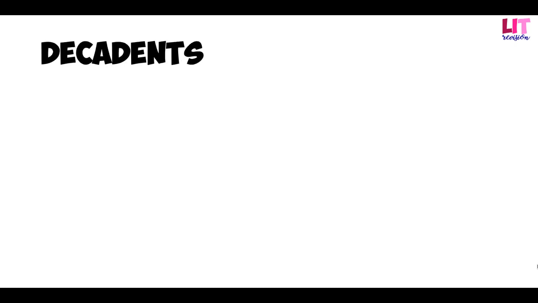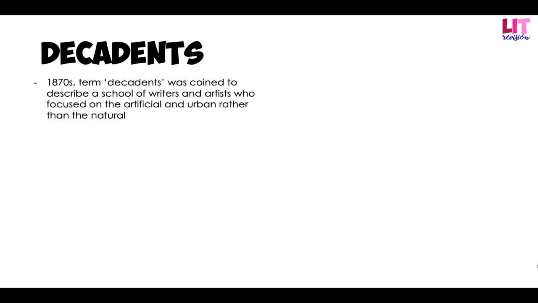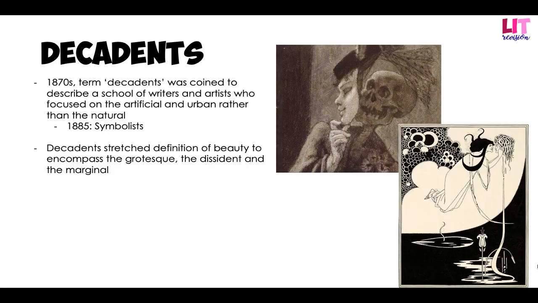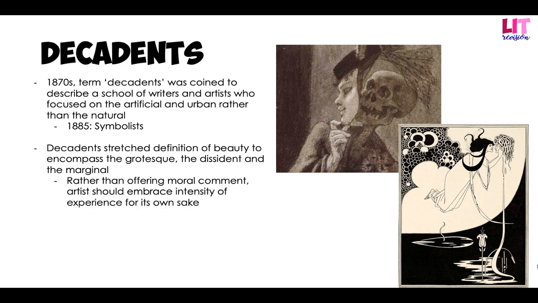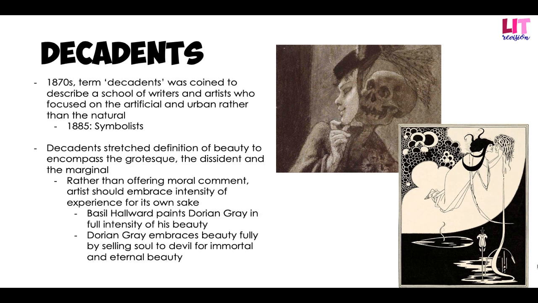Sometime in the 1870s, the term decadence was coined to describe a school of writers and artists who focused on the artificial and urban rather than the natural. By about 1885, they took to calling themselves symbolists. The decadence stretched the definition of beauty to encompass the grotesque, the dissident, and the marginal. They considered that, rather than offering moral comment, the artist should embrace intensity of experience for its own sake. We see Basil Hallward paint Dorian Gray in the full intensity of his beauty. In turn, Dorian Gray embraces this beauty fully by even selling his soul to the devil for that immortal and eternal beauty.